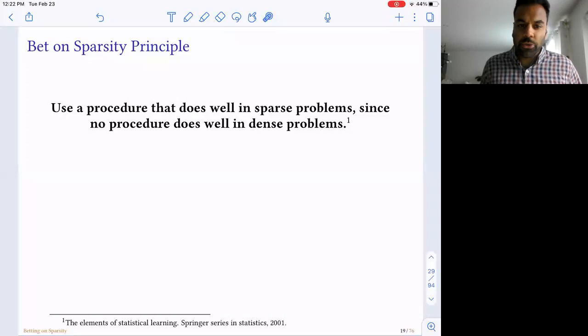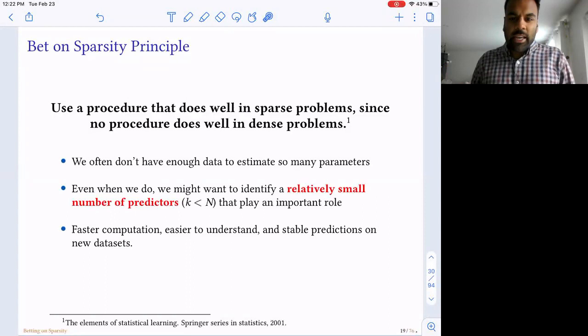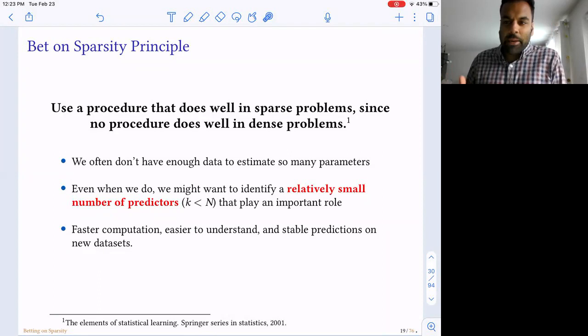There's a reason for this: often we don't have enough data to estimate all these parameters. And even if we do, if we're interested in causality or understanding mechanisms for disease, it might not be so interesting if you end up estimating all these different parameters and all of them are non-zero, let's say. So there's no selection happening. You're just ending up with a very complex model, which becomes very difficult to explain, the mechanisms underlying the prediction of the response.